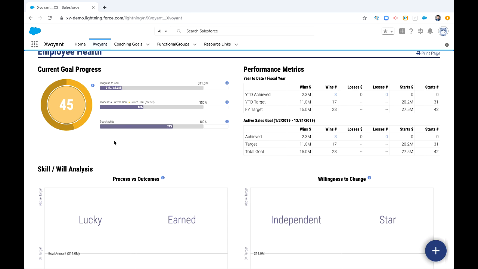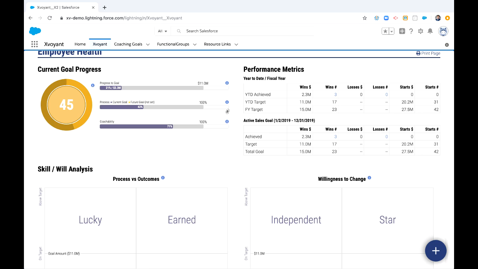Lastly, we have your coachability score, which tells your manager how coachable you are. The more coaching goals you accomplish, the closer you will be to 100%. If you have accomplished all of the coaching goals that you'll ever receive, then you would be at 100%. Because of coachability, process, and progress to goal, this person is currently at 45 for their current goal progress. This is their profile health score for their sales process.